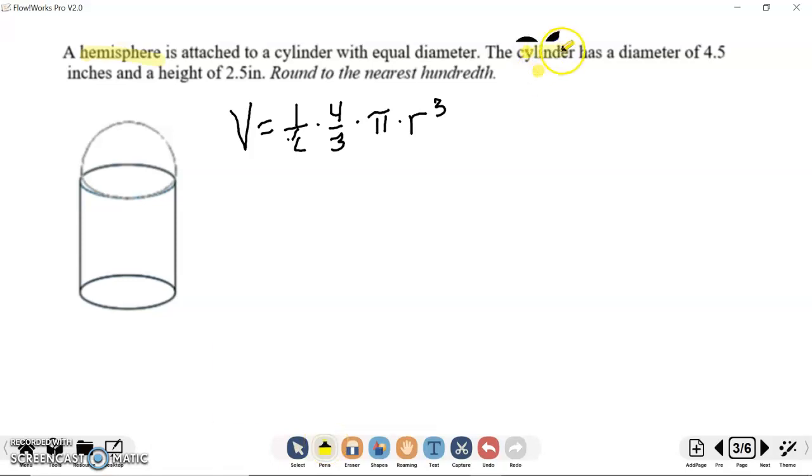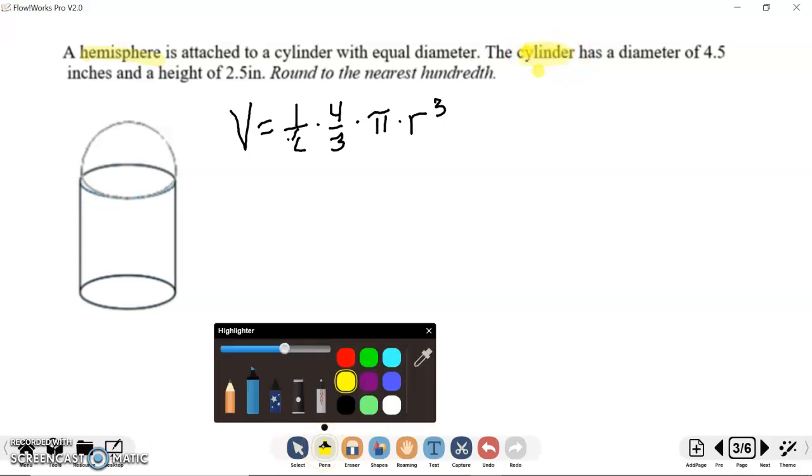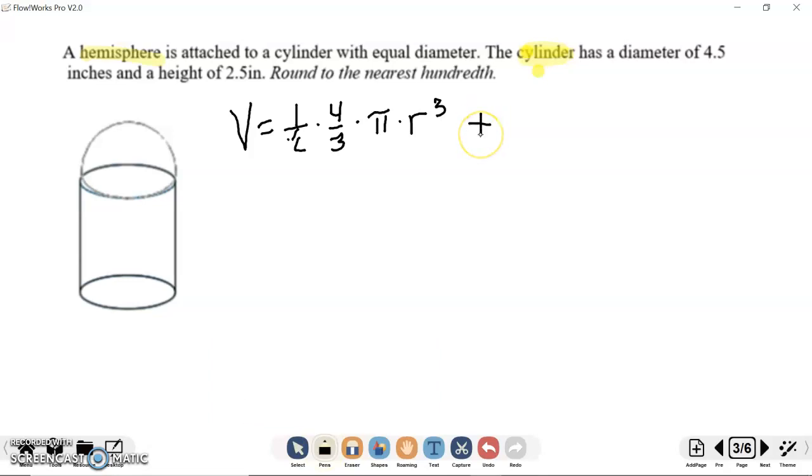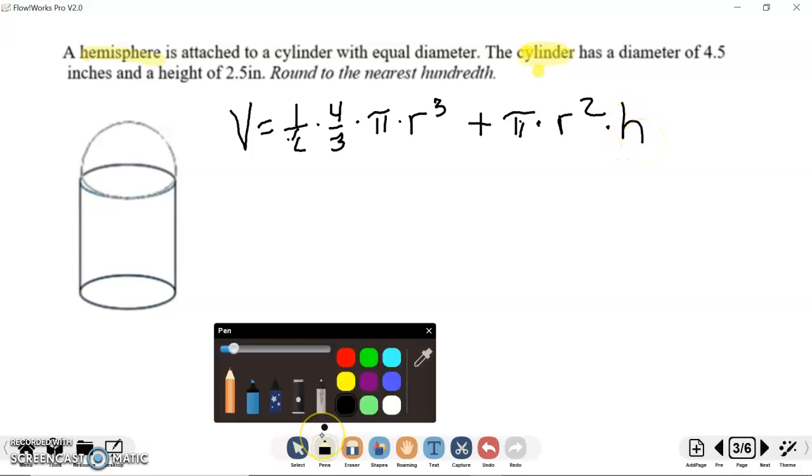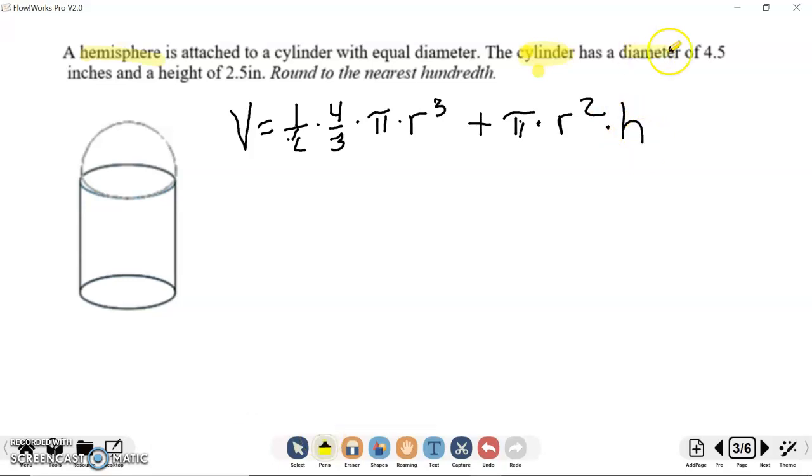a cylinder, and so we're looking at the volume of the cylinder, and we're going to add those two together. We're looking at these two together. So the volume of a cylinder then is going to be pi times the radius squared times the height. So in this case we have a diameter and we have a height.